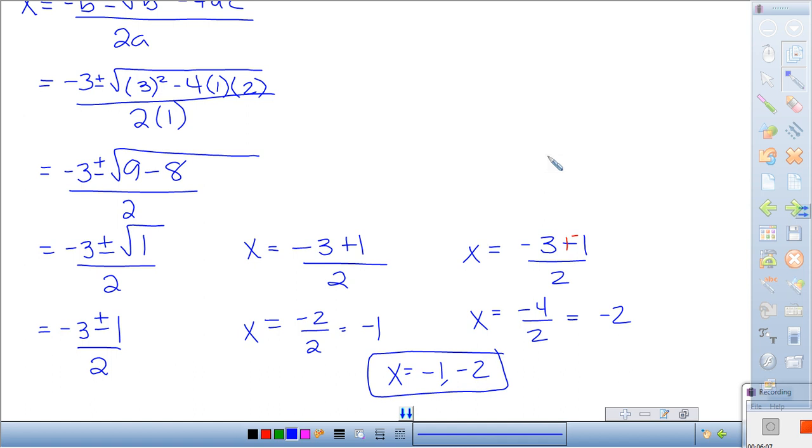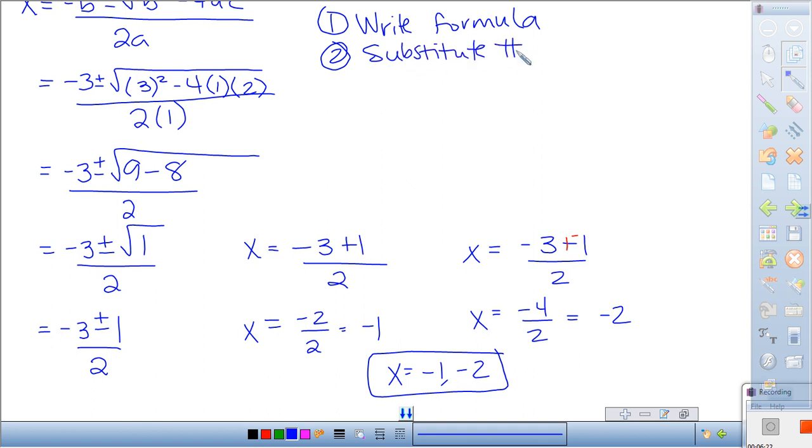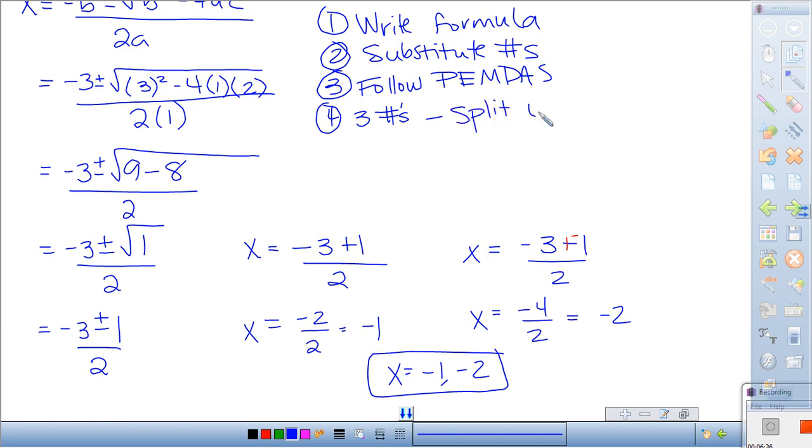Now I know that those were a lot of steps, but really they all followed logically. Your first step was to write your formula. Then we substituted numbers. Then you need to follow PEMDAS. And then once you got down to the 3 numbers, then you split it up into your 2 different equations and solve. So let's try another one since this is a new concept.